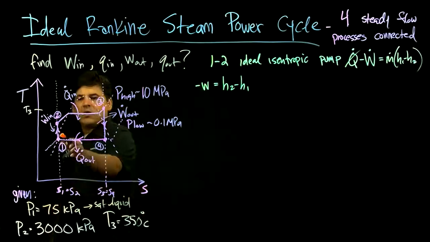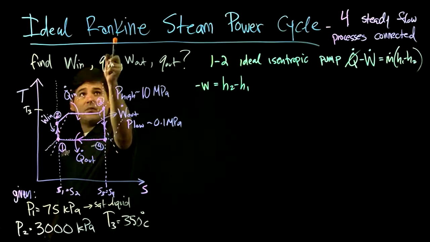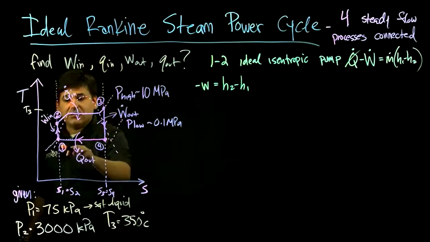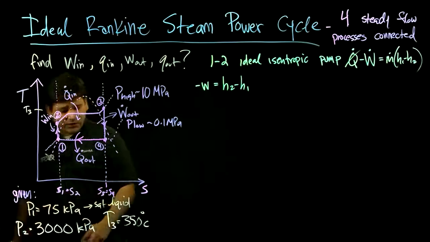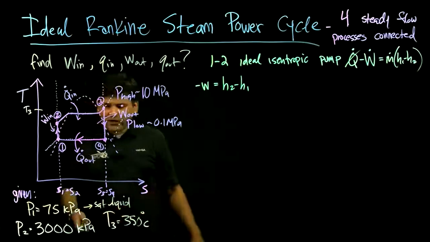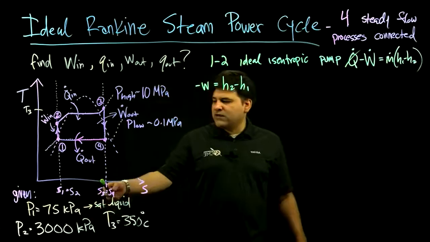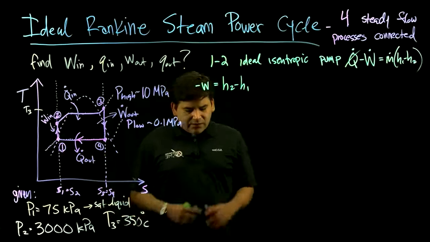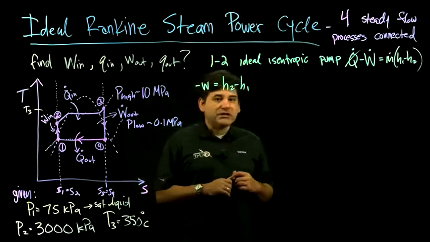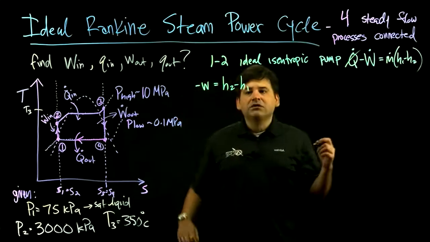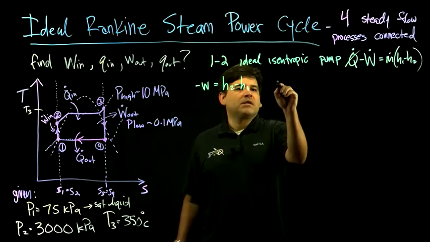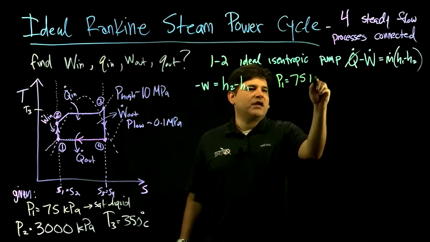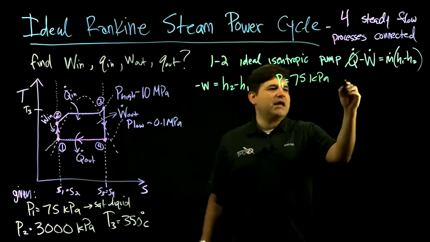So that's the typical ideal starting point: the initial state 1 of an ideal Rankine cycle is saturated liquid. So let's go with that, because we need that. We know it's 75 kPa. We don't know anything else besides that it's saturated liquid. So knowing that, that constrains things significantly. P1 equals 75 kPa, sat liquid.